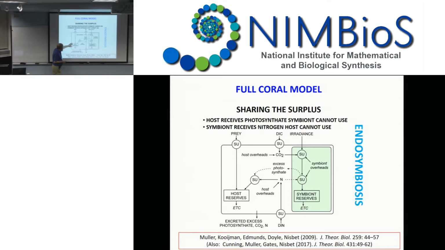a situation with an animal coupled to an alga. Each exchanged the surplus mineral that it had, and the model was capable of describing a lot of features associated with coral biology, and could be extended in various ways. And a postdoc, Ross Cunning, in the past couple of years has extended that a lot, and I'm happy to talk more to anyone that wants it.